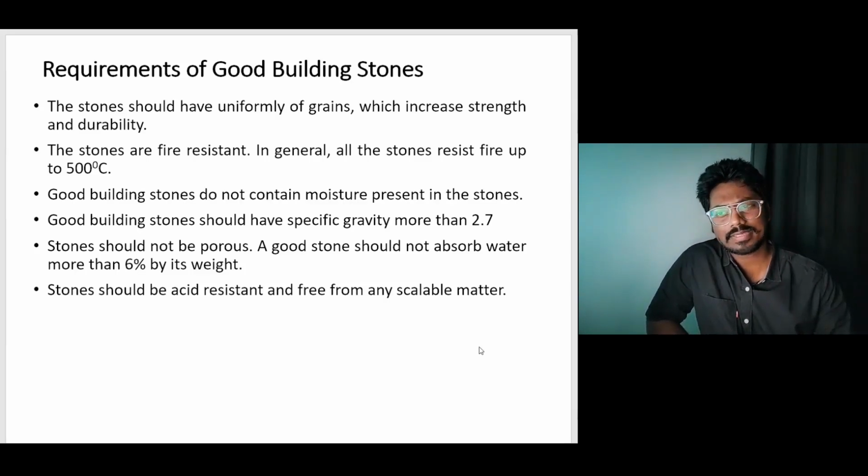Stone should be acid resistant and free from any scalable matter. Now resistance to any sort of acids, alkalis, salts that might be present out there in nature or in the atmosphere is something that a good building material should have, and similarly the stone is nothing different from that perspective. Stone should be acid resistant, alkaline resistant, and resistant to all the atmospheric salts that might be present in the surrounding air.